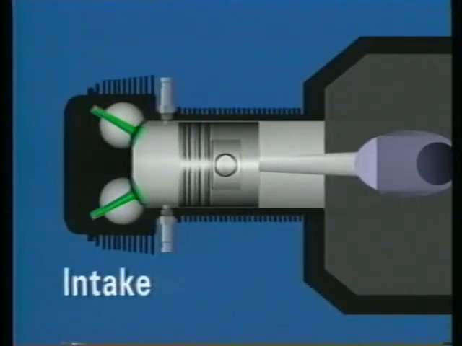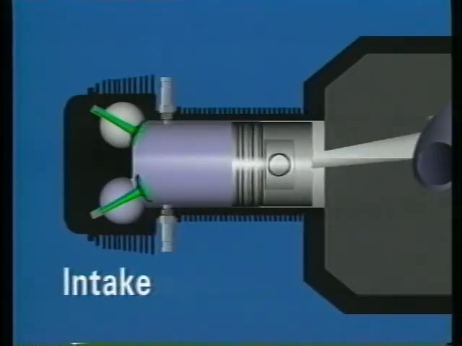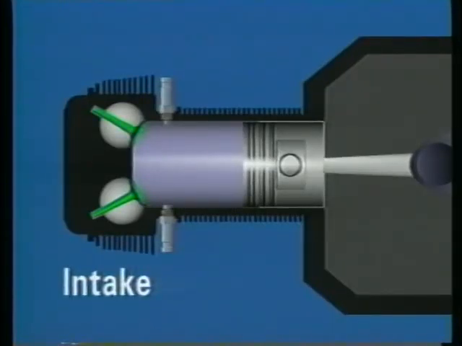The first part of the 4-stroke cycle is the intake stroke. As the piston moves away from the cylinder head, the intake valve opens and a combustible fuel and air mixture is drawn into the cylinder.